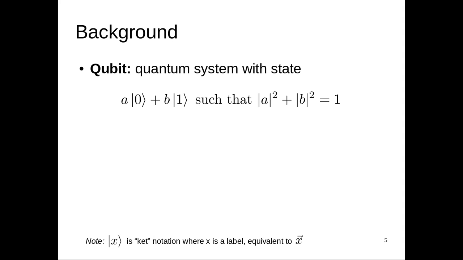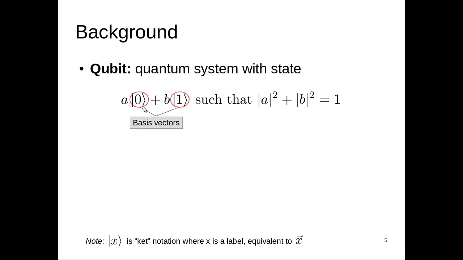Some background on quantum computing. A qubit is a quantum system with a state described by this expression. We can think of the state of a qubit as being some superposition or linear combination of the classical states 0 and 1. The linear combination is described by the coefficients a and b subject to this normalization condition: a squared plus b squared is equal to 1.